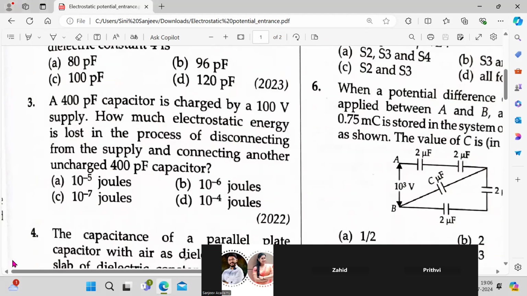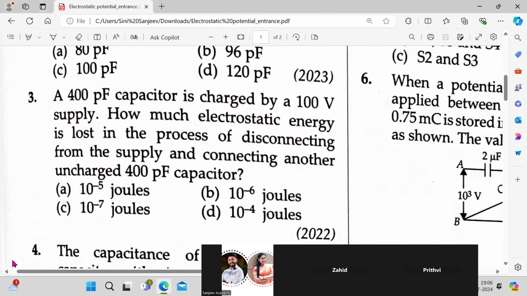Third one: a 400 picofarad capacitor is charged by a 100-volt supply. How much electrostatic energy is lost in the process of disconnecting from the supply and connecting another uncharged 400 picofarad capacitor? This is a pretty big question, which requires a lot of steps.